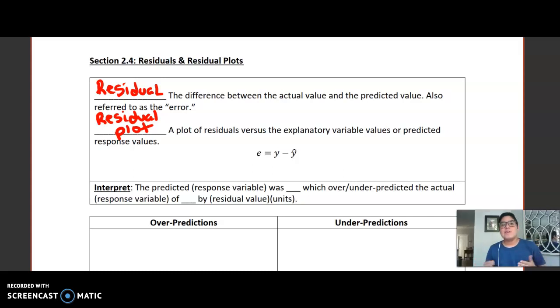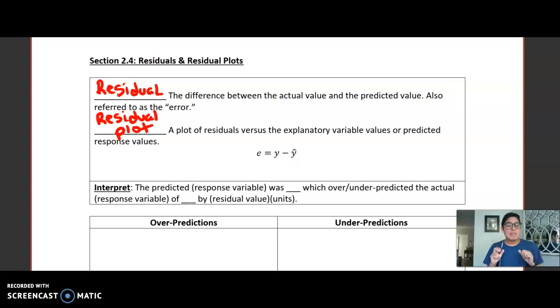Right, so now let's talk about the residuals and a residual plot. Now, a residual is the difference between the actual value and the predicted value, also referred to as the error. And a residual plot is a plot of residuals versus the explanatory variable values or the predicted response values. So we'll take a look at what some examples look like here.